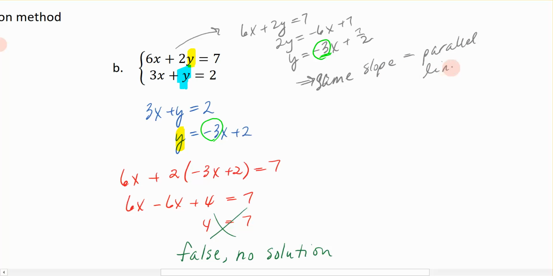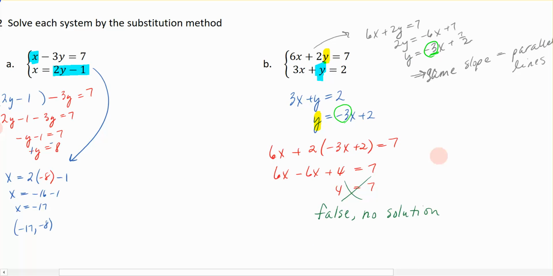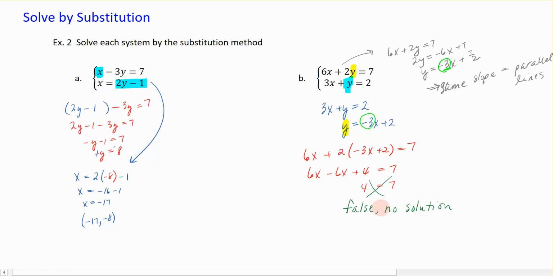And that way, when you're doing this algebraically and you get this funny sort of solution, or a false solution, you can quickly go back and check, yes, those are parallel, and that is the answer that I should be getting. And this is one of the ways that we can solve a system using substitution.